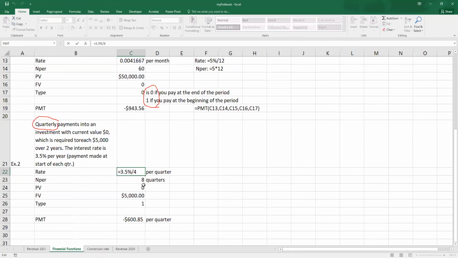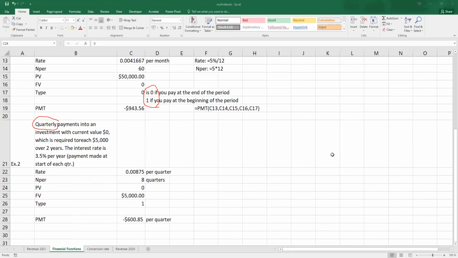Okay, for rate, we have to divide it by 4 because the basic rate that it tells us is percent per year. We have to change it to be per quarter. And for nper, because we have to pay in 2 years, we have to find out the number of quarters in 2 years. Then we multiply by 4. Okay, so this is the calculation for this example.